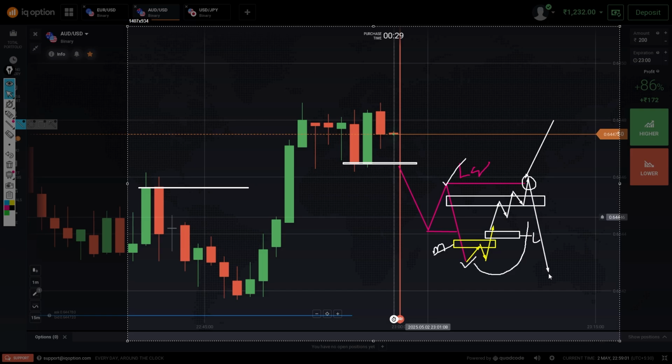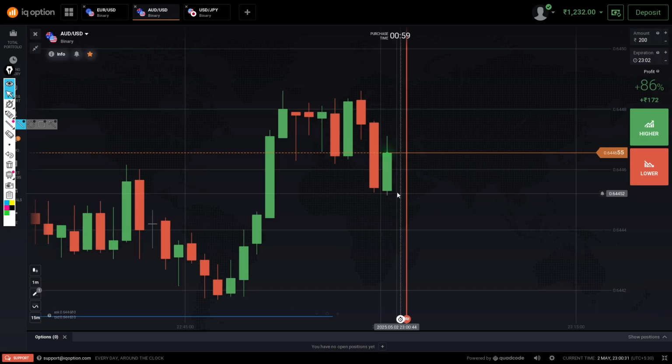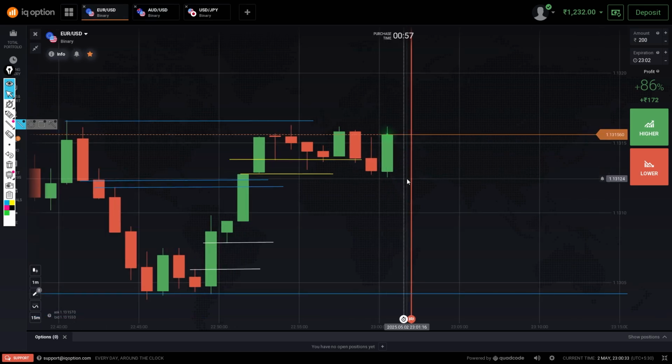Then the same process will happen to the downside also. If it moves upside or downside, the same process will happen. If you understand this, you can read the market very easily. Reading the market is very easy.